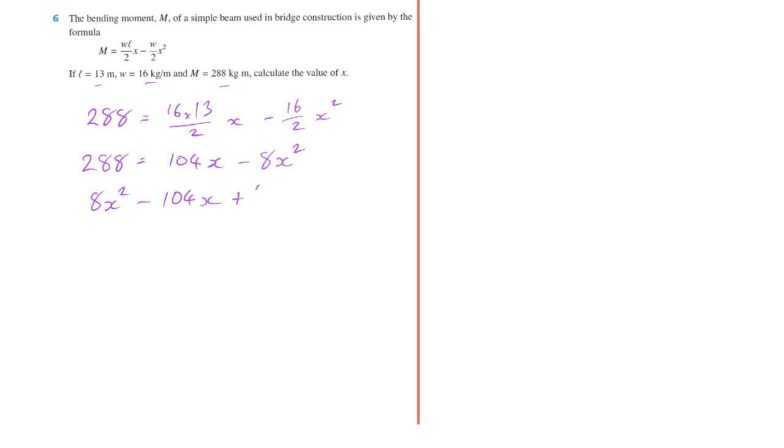plus 288 equals 0. I have a quadratic I need to solve. Now you could try and solve it from this, but as I always say, look for a common factor. Now I'll do it in stages because you may not see it straight away each time, but I can see 4 as a factor.